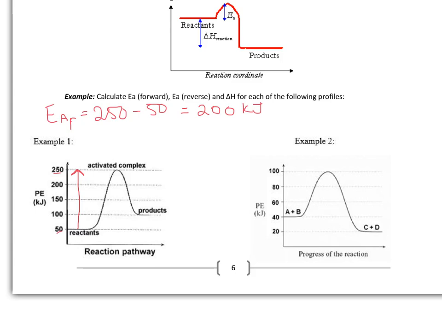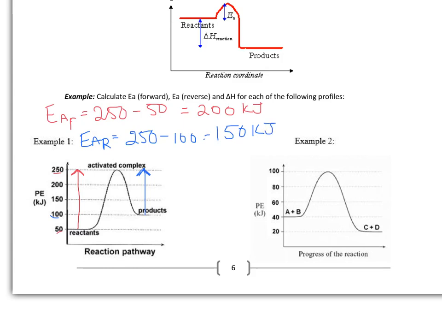To find the activation energy in the reverse direction, know that a reverse direction means you're working backwards. So the activation energy in the reverse will be between the products and the activated complex. EA reverse, the activated complex still takes place at 250 kilojoules. The products are at 100. So the activation energy in the reverse direction will be 150 kilojoules. Units are very important here.